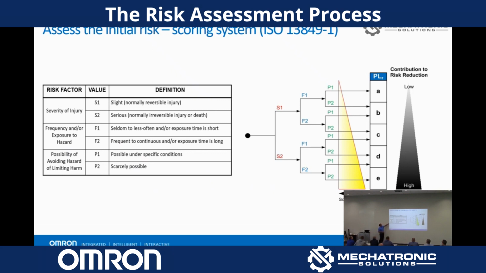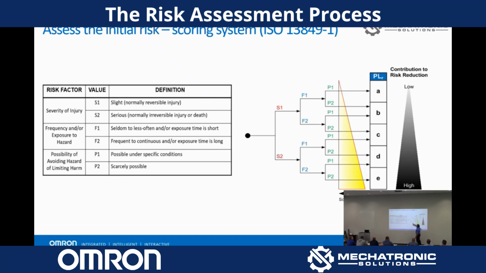Good question. And then the possibility of avoiding or limiting the harm is if the hazard's there, I'm exposed to it. Can I get away and not get hurt? Or is it gonna happen? Am I gonna get injured? Okay, so P1, P2. So we go through this chart, right? We say, okay, this is a serious incident that would happen, right? It would be a serious injury.